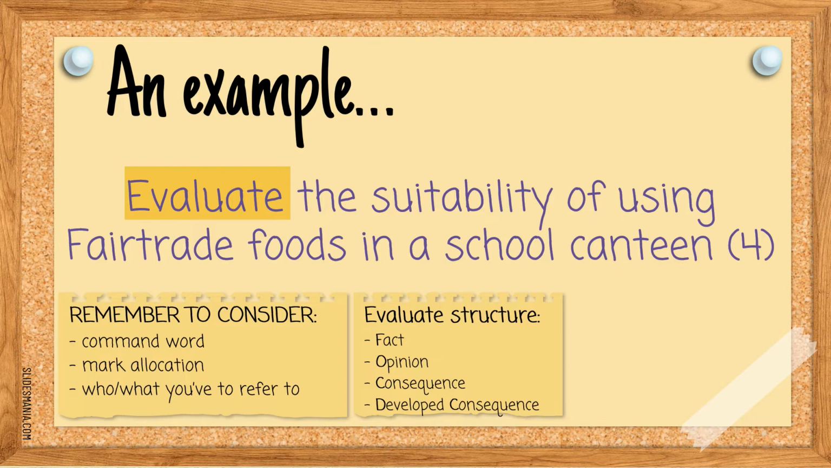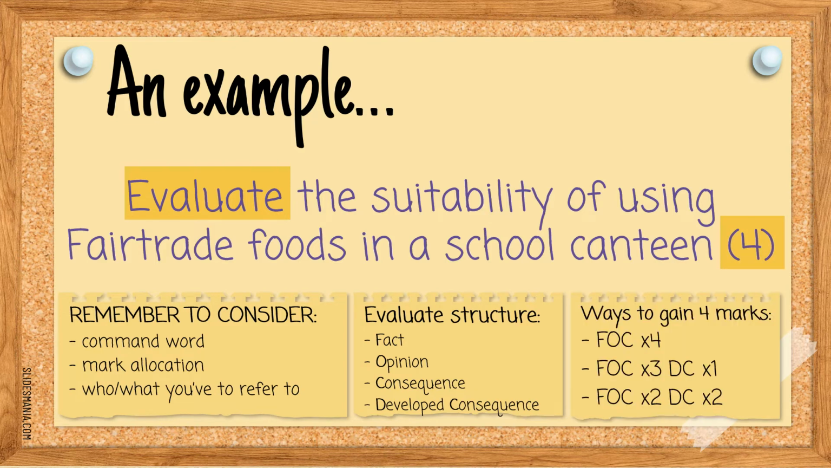We also want to think about the mark allocation. Again, this is a 4-mark question. So in order to gain those 4 marks, you can give 4 separate fact, opinion, consequences, or you could give 3 fact, opinion, consequences, develop one of those answers further and gain a developed consequence mark, or you can do fact, opinion, consequence twice and develop both of those answers.